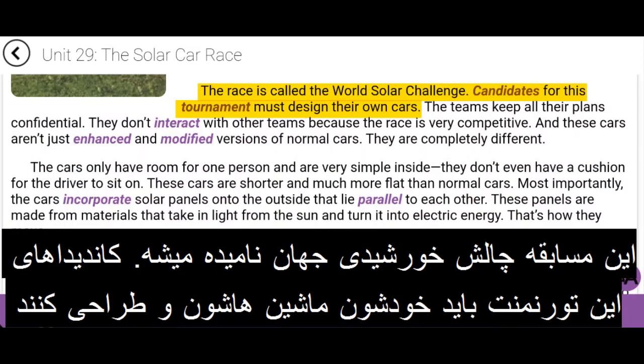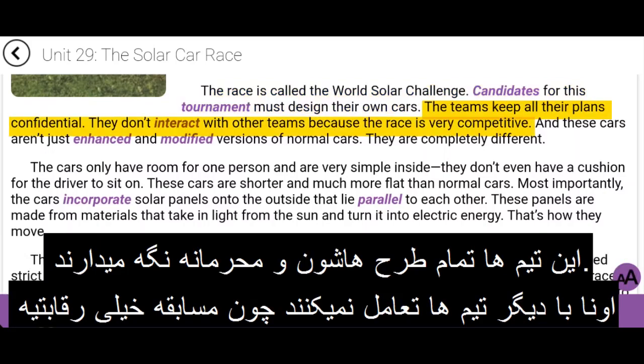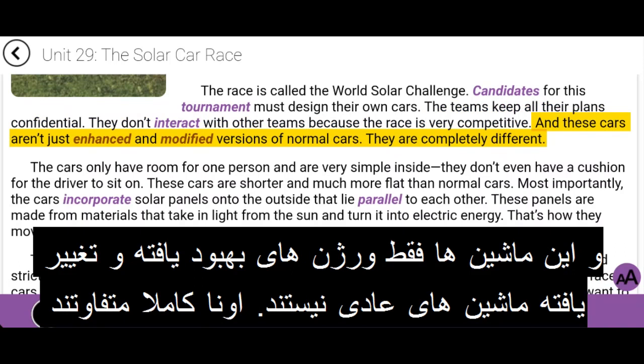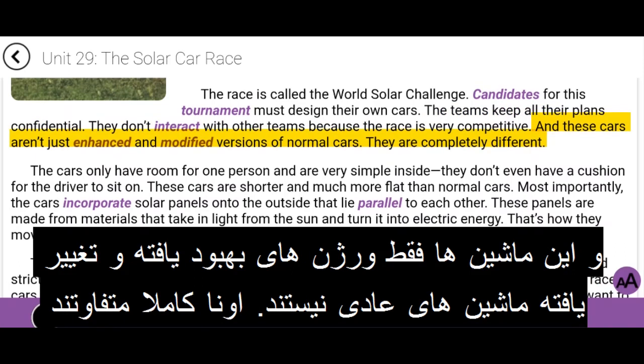The race is called the World Solar Challenge. Candidates for this tournament must design their own cars. The teams keep all their plans confidential. They don't interact with other teams because the race is very competitive. And these cars aren't just enhanced and modified versions of normal cars.